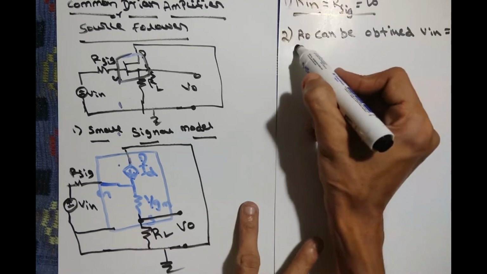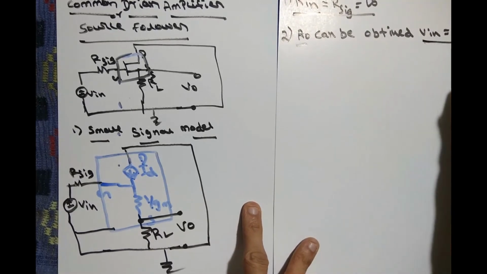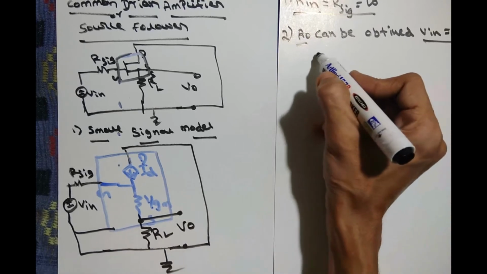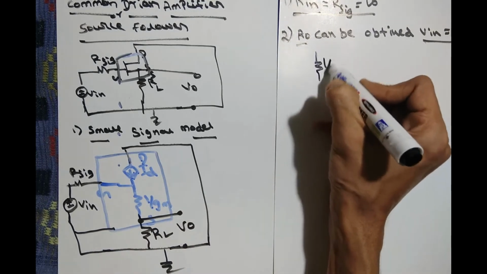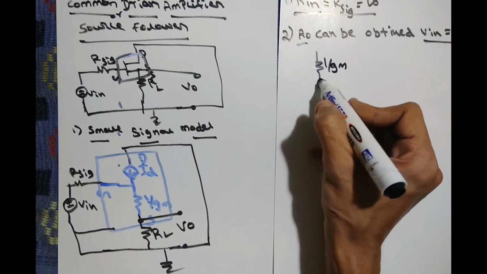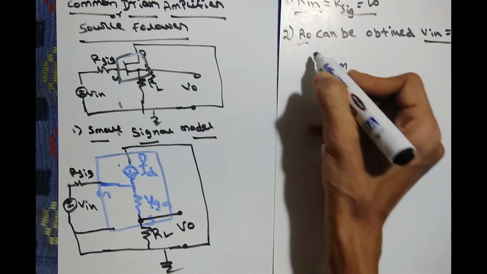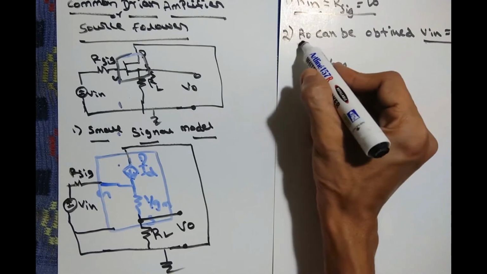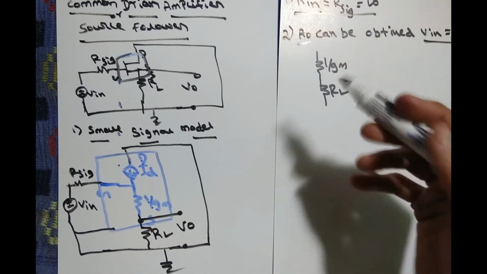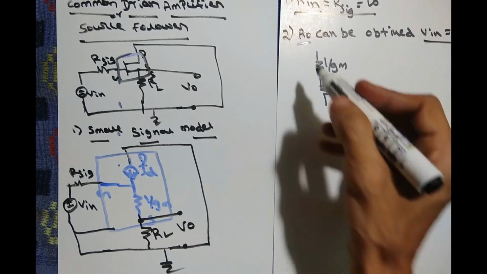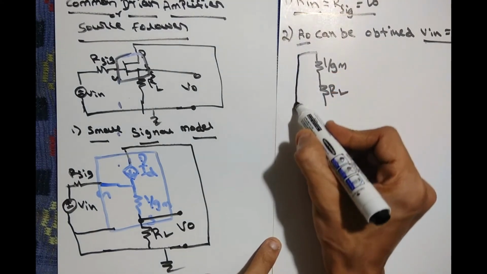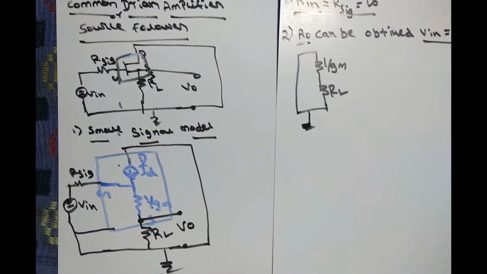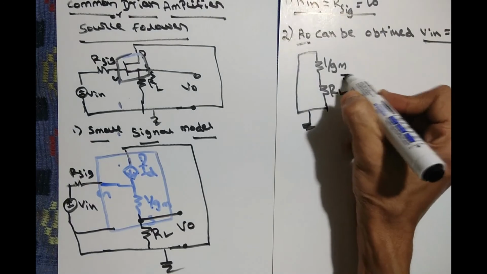So R0 can always be obtained by making Vin 0. When you make Vin 0, whatever you connected looks like 1 by Gm, and then you have RL. On the input side there is something present, Vin, but when you are taking R0, the output resistance, you always make the input 0 or not connected. The input, when you make it 0, is connected to ground, and it looks like this. So for this circuit, this is the equivalent of R0.